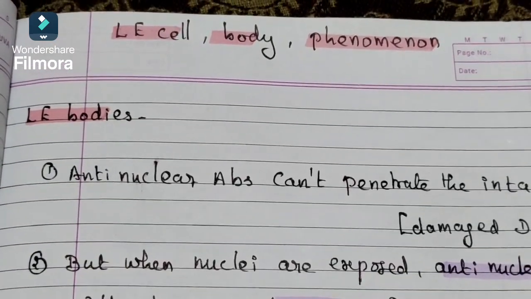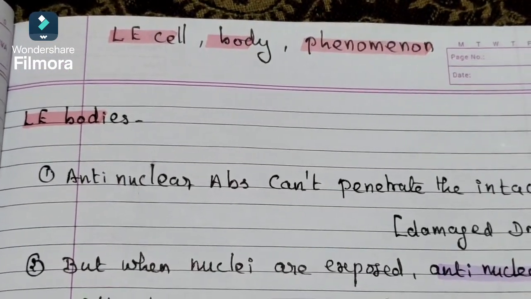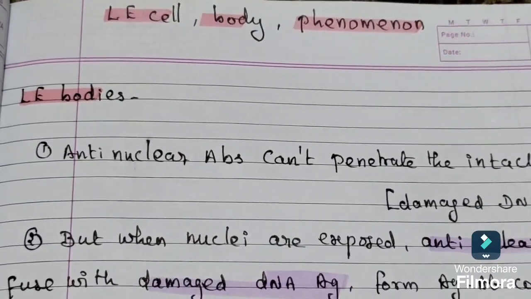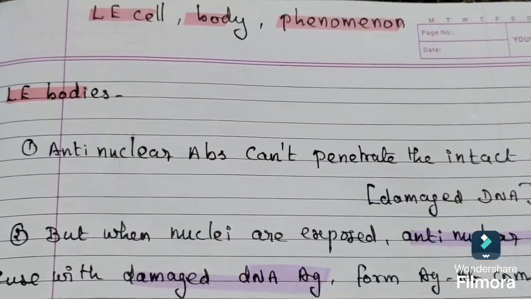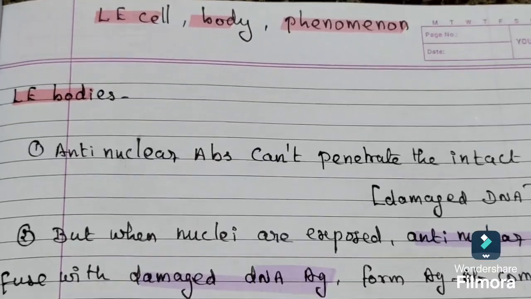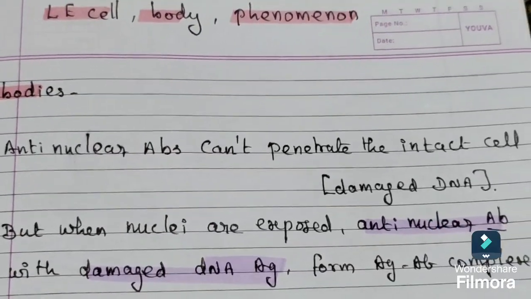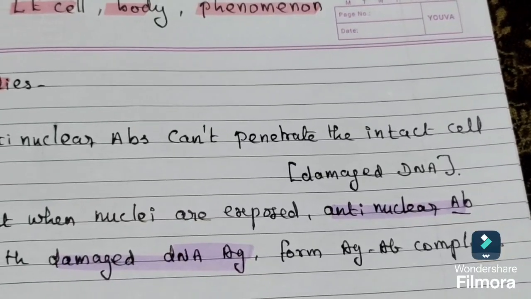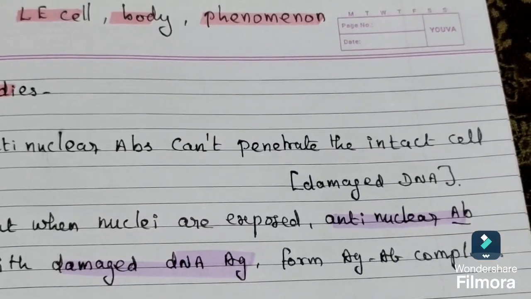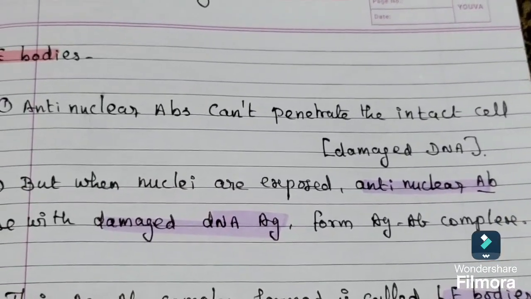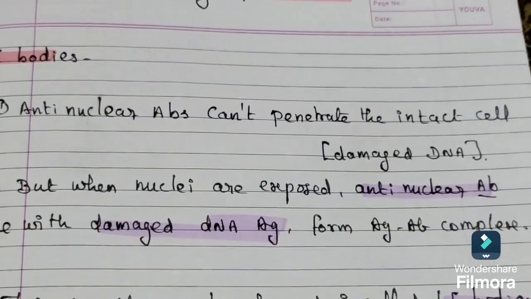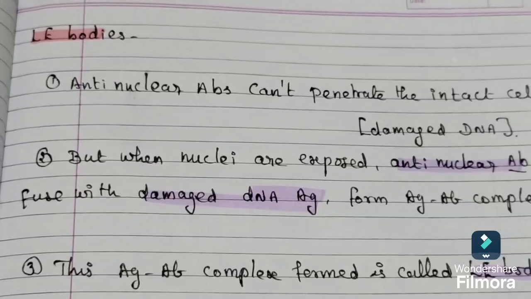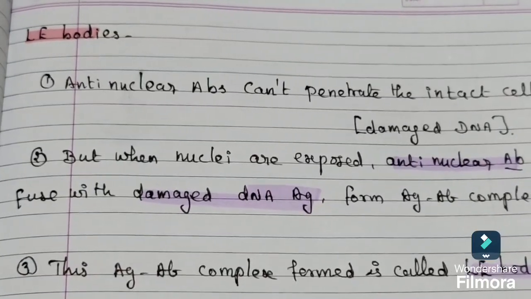Today's topic of discussion is LE cells, LE bodies and the LE phenomenon. First, coming to LE bodies. What are LE bodies? Anti-nuclear antibody cannot penetrate the intact cell. What is an intact cell? The intact cell is a complete cell which has the nucleus and everything in it.